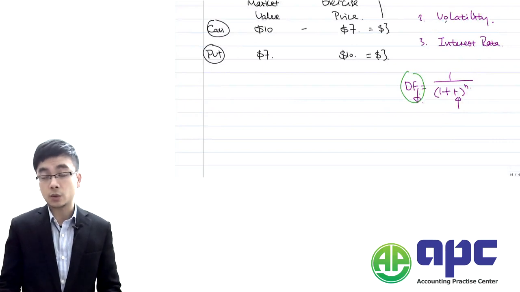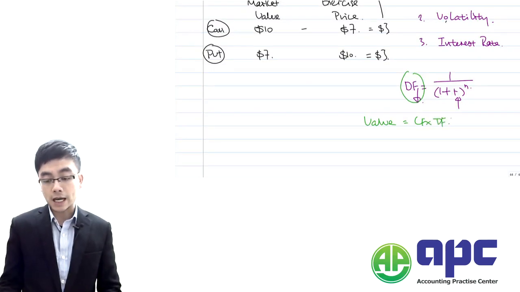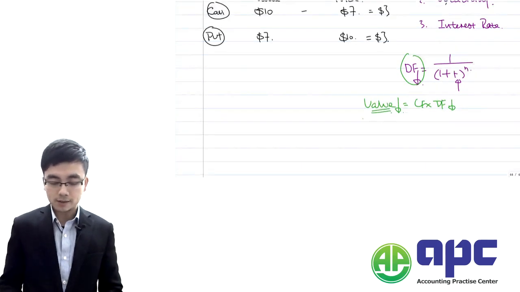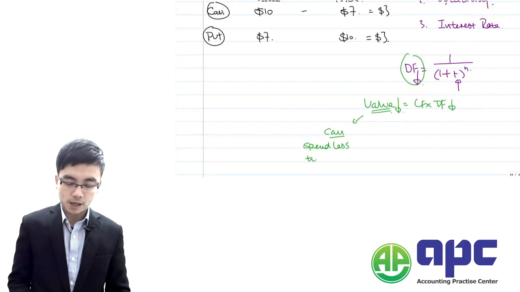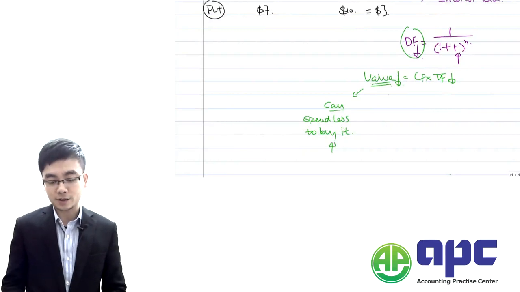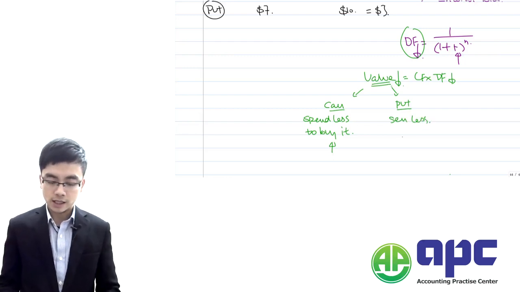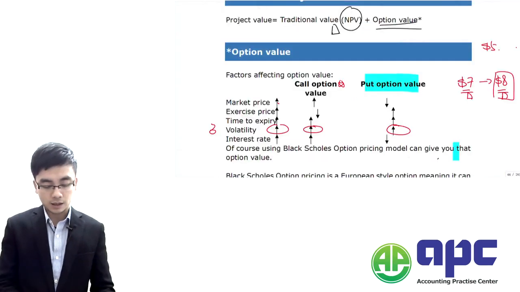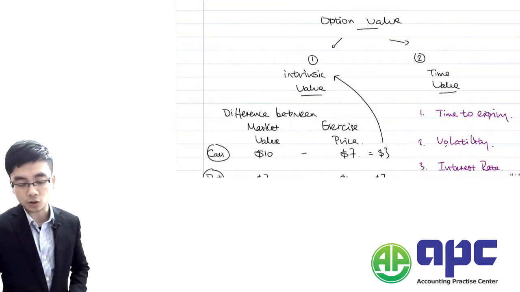To determine the value at which we're going to buy or sell something, we use the cash flows times the discount factor. If it decreases, we spend less to buy it from a call option perspective, and surely this will increase the call option value. But for the put option, we're going to sell for less because of the increase in interest rate, and hence this will decrease the put option value. So an increase in the interest rate will increase the call option value but decrease the put option value. That's all you need to know for the option value here.